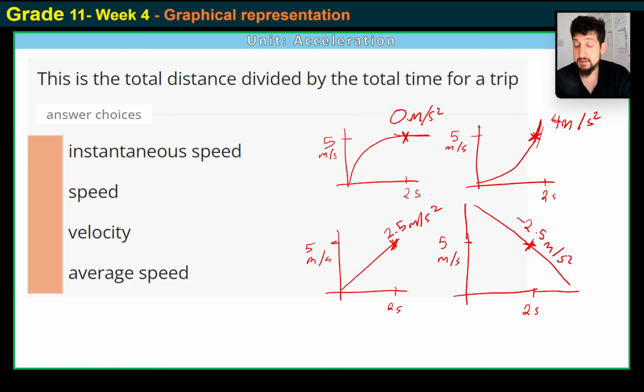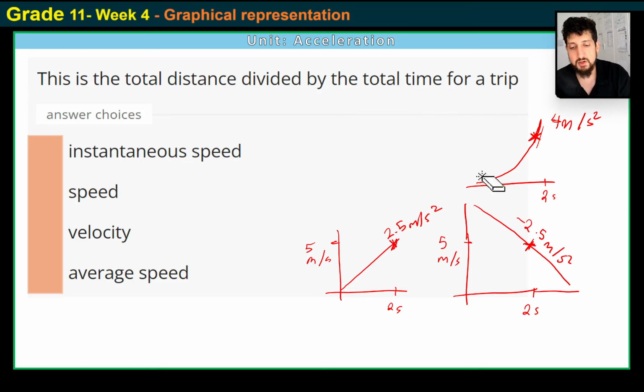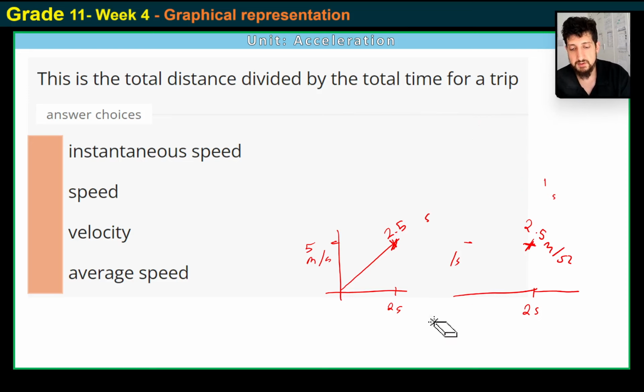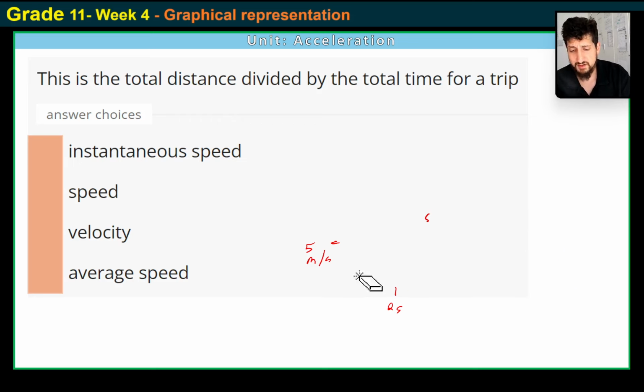Let's look at this question over here. This is the total distance divided by the total time for a trip. Let's talk about going to Riyadh in Saudi Arabia. We're over here in Kuwait at the moment. I don't know how far Riyadh is, I think it's maybe about 800 kilometers away. Let's assume it is. So over here is Kuwait, and Riyadh's over here.